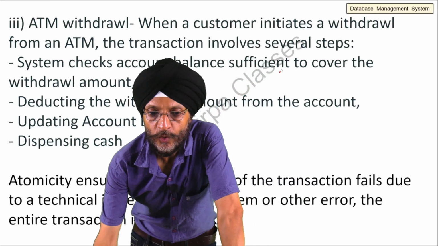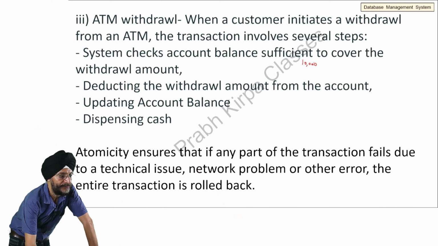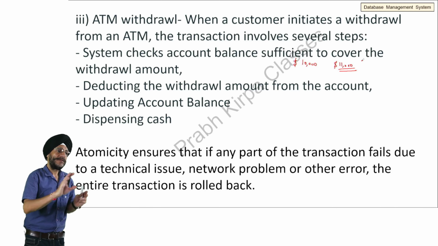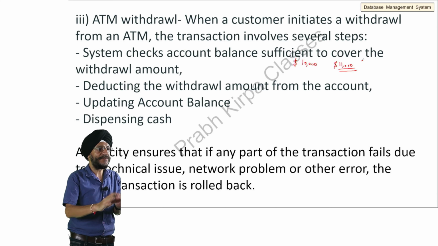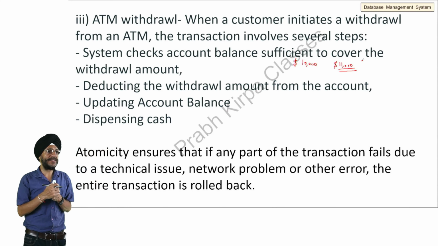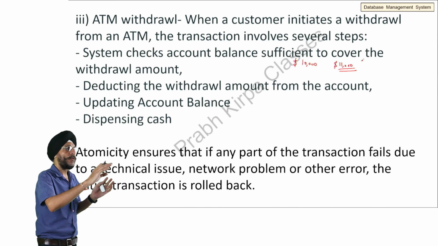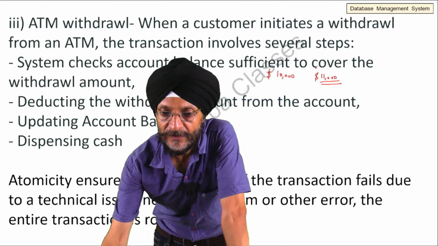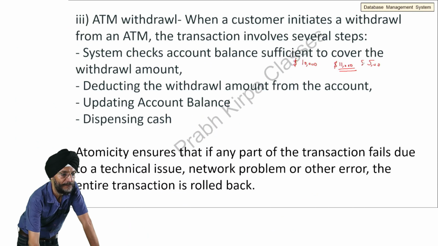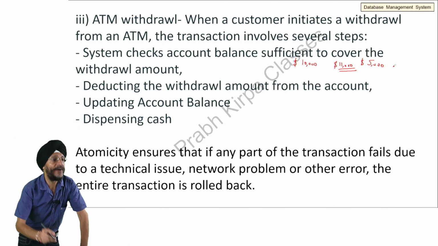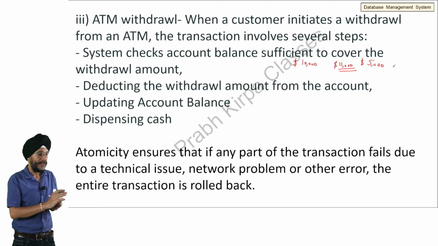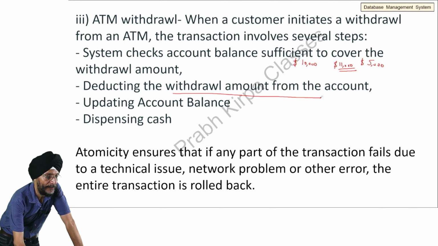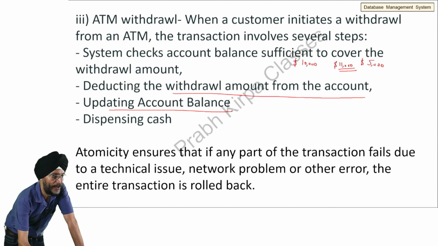Suppose you have $10,000 in your account and you want to withdraw $11,000. The system will say that you do not have sufficient balance, so it may decline the transaction, or it may ask you to revise the option. If you want to withdraw only $5,000, the system will allow you. And after deducting the withdrawal amount from the account, your account balance is updated.